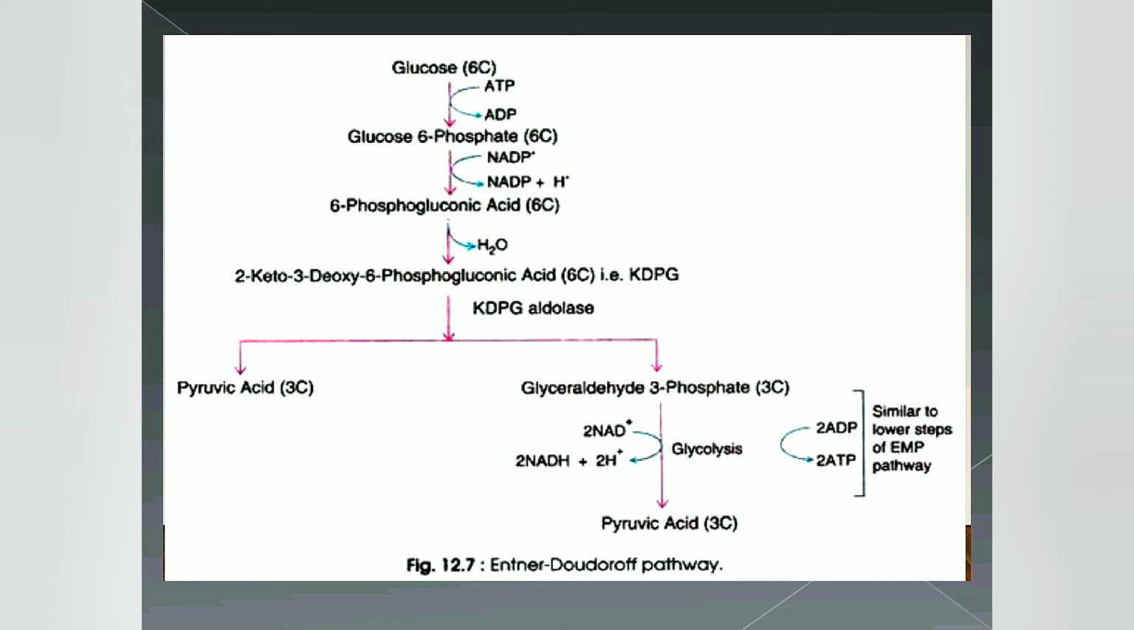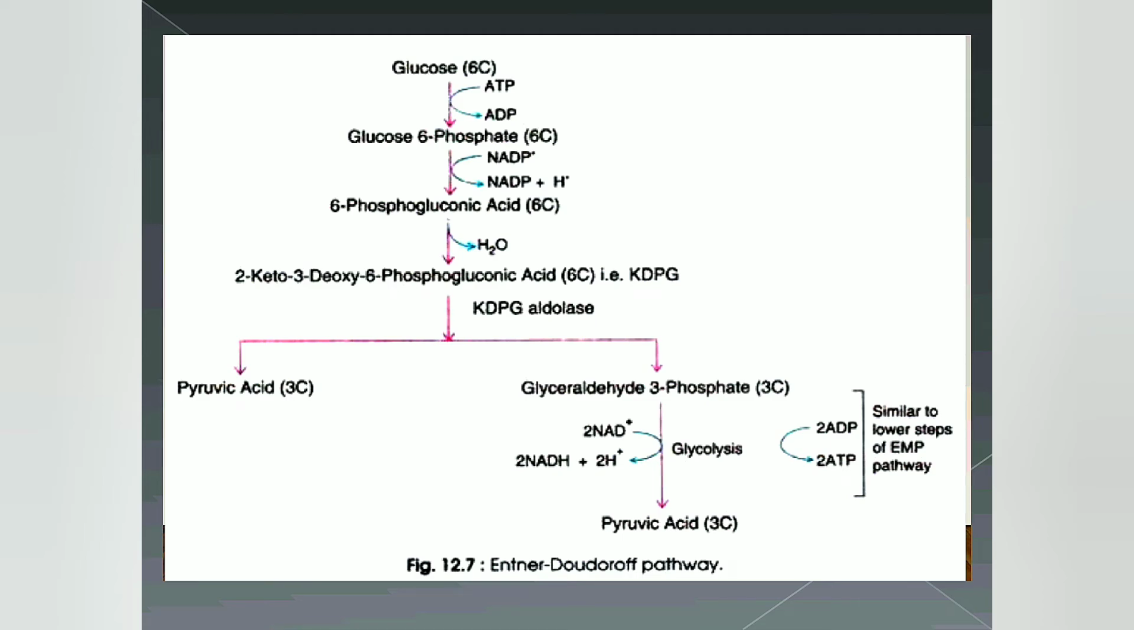Glycerate 3-phosphate, 3-carbon, is converted into pyruvic acid. At this time 2 NAD is converted into 2 NADH plus 2 H. This is the same step as glycolysis. At last, glucose is converted into pyruvic acid.